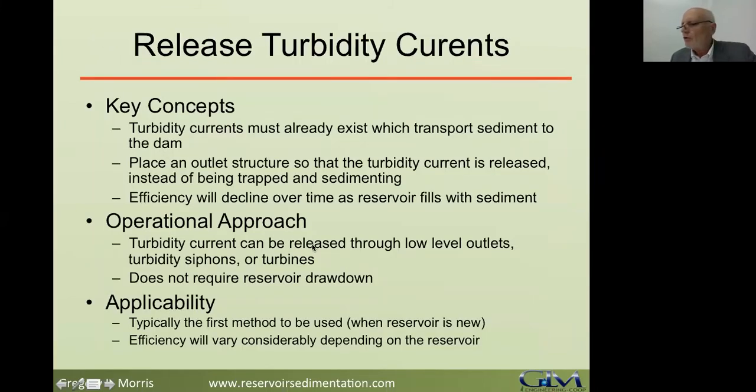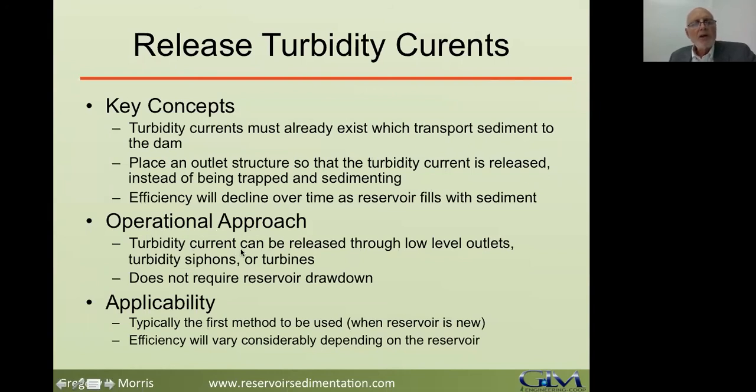So to release a turbidity current, the turbidity current must already exist, and it needs to be transporting sediment to the dam. This does not always happen. You need to have an outlet structure placed so that the turbidity current can be released instead of being trapped and sedimenting. And the efficiency of this will typically decrease over time as the reservoir fills with sediment, which I'll show you in a second why that happens.